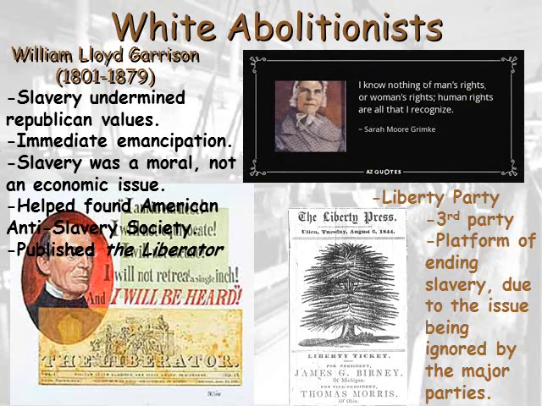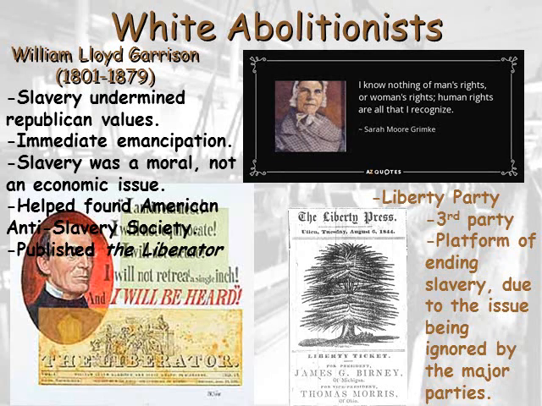The Grimke sisters are, I would say, the other most famous white abolitionists. Sarah and Angelina Grimke were women's rights advocates, but they were also advocates for ending slavery. And Sarah Grimke, I think, puts it the best. She says, "I know nothing of man's rights or woman's rights. Human rights are all that I recognize."